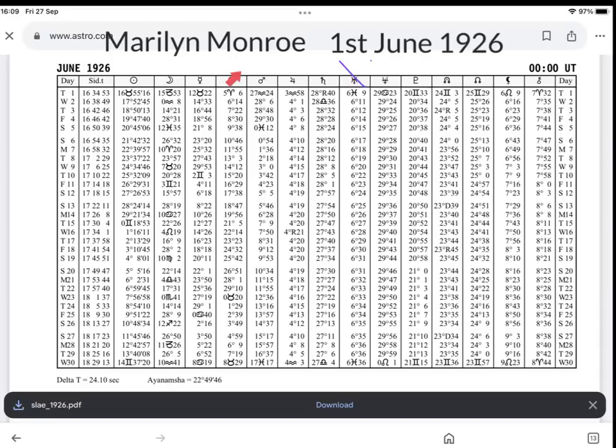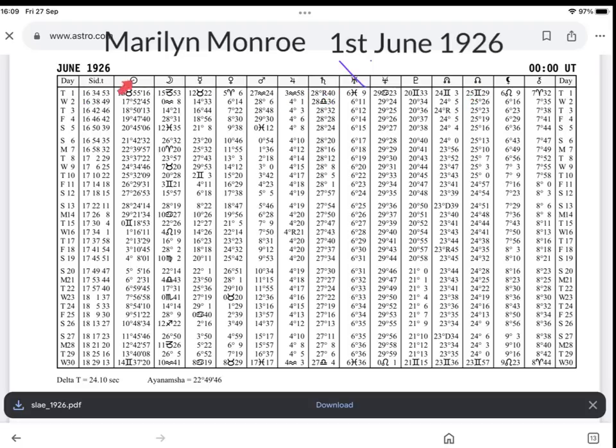Let's use Marilyn Monroe, of course, since we're doing her chart. The 1st of June 1926. Bring up June 1926 in the files. First day, Tuesday. Read right across here. There are all the positions of the planets, and Rahu is here.